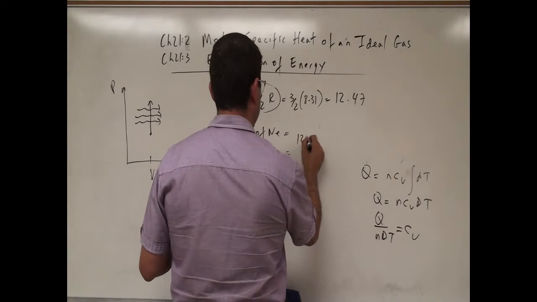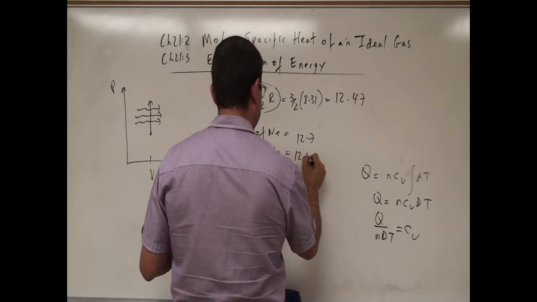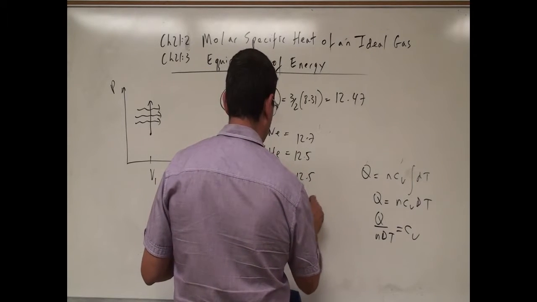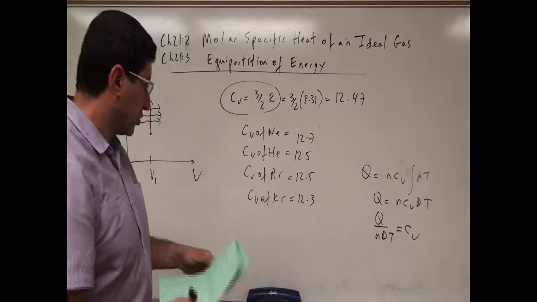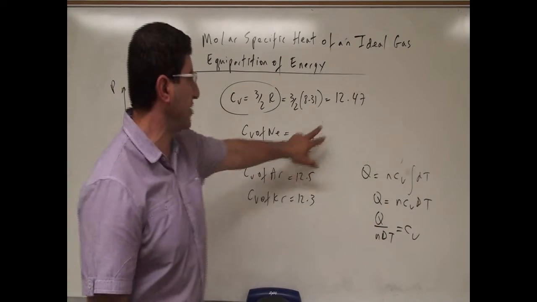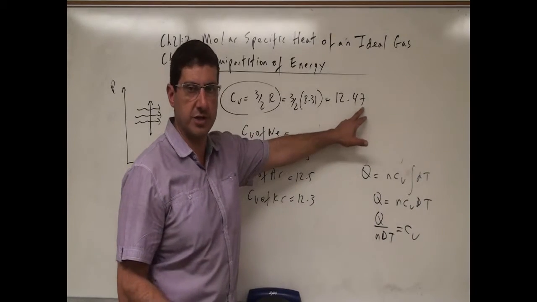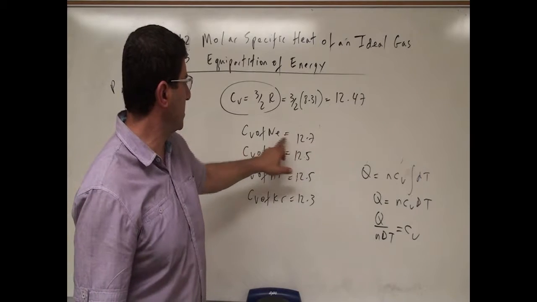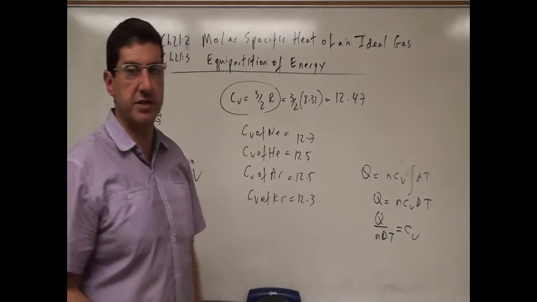This is 12.7, 12.5, 12.5, this is 12.3, right? So you could notice there is a little bit of a deviation. The 12.5 matches the 12.47 very closely. So this is exactly equal to that, it's just rounded. Then you can see the neon is a little bit higher and then the krypton is a little bit lower.